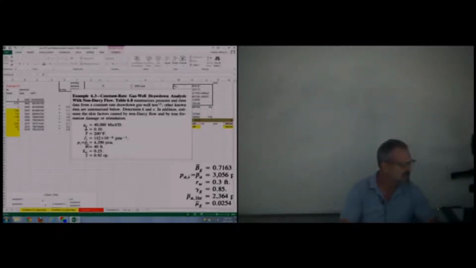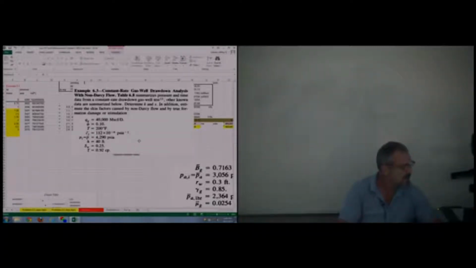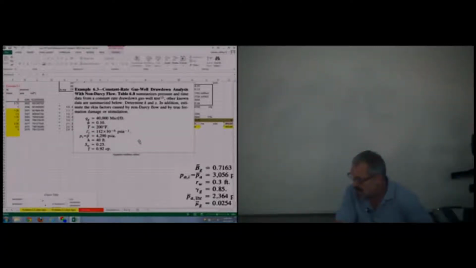I know the recording doesn't pick up where my mouse is, but you guys can see where my mouse is. Yeah, it does. Pardon? The video does. It does pick it up. It picks up my mouse? Mm-hmm. Yeah. Okay.